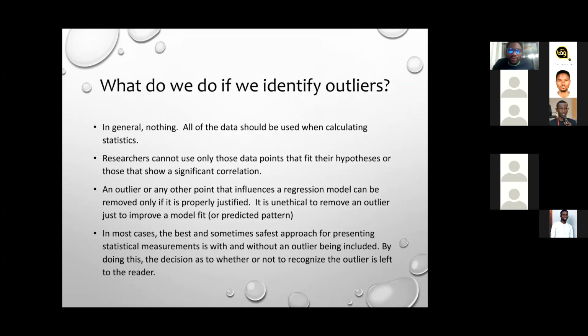So what do we do if we identify what we call outliers? In general, we do nothing. That's the reality. All the data should be used when calculating statistics. Researchers cannot just use only the data that they like or that fit their hypothesis. And the last point is, in most cases, the best and sometimes safest approach for presenting statistical measurement is with and without outliers being included. And by doing so, you let the reader decide how it should go.